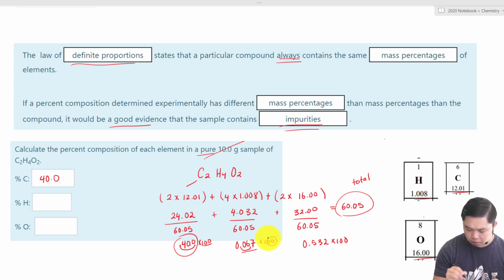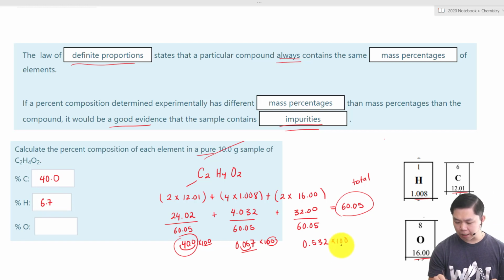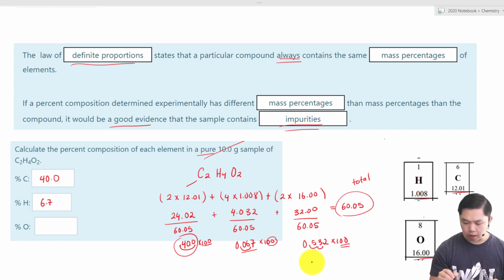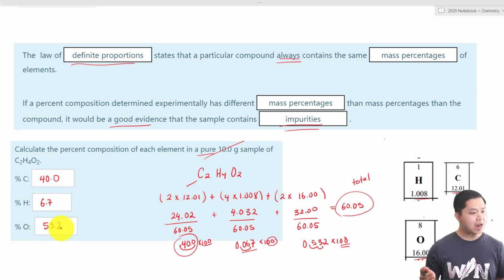Again, this is the 20. And then what we have here is 6.7%. And over here, again, 2 decimal places, 1, 2. So there you go. So we have 53.2. And that is how you calculate percent composition of any compound from any given amount of any sample.